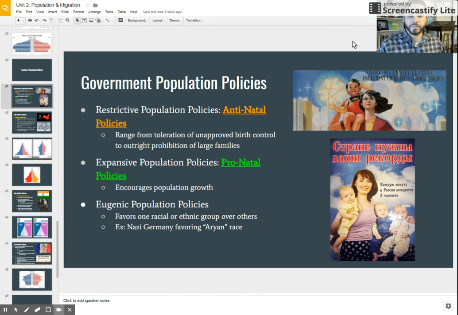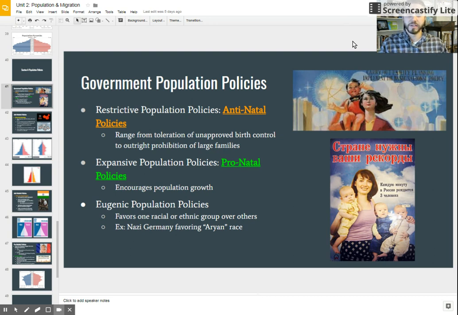The first type of policy we're going to talk about today are anti-natal policies. These are policies that discourage more births within the country. Anti, obviously, meaning against; natal, meaning birth or babies. And so anti-natal policies are policies that governments typically put in place in order to prevent or slow down the high birth rates that go on within a country.